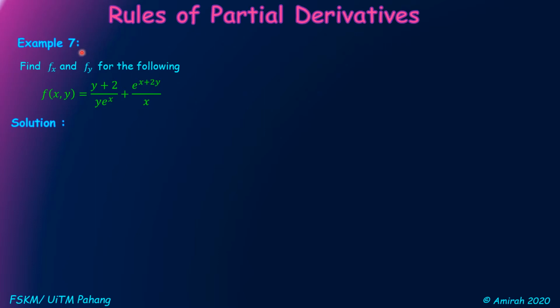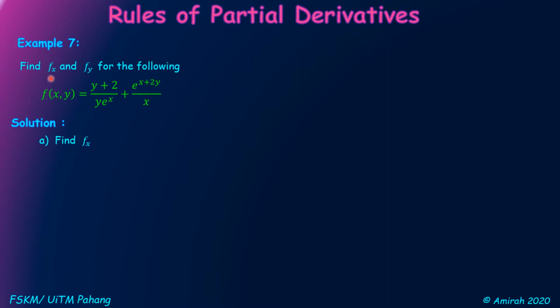We look at example 7. Find fx and fy for the following. f(x,y) equals (y + 2)/y times e to the power of negative x, plus e to the power of x plus 2y over x.